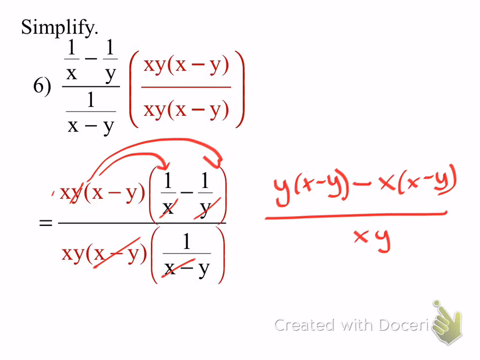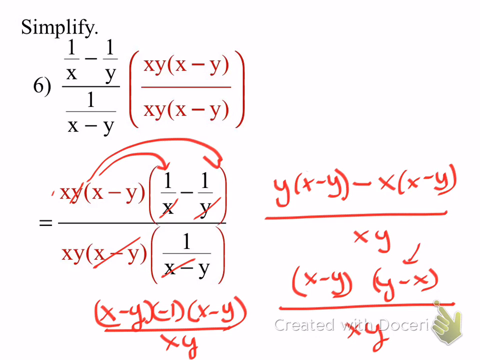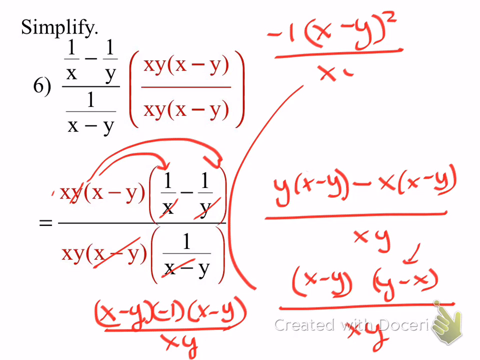But remember, this is almost like factor by grouping. It's x minus y times what's left, y minus x, all over xy. But look, I could factor out a -1, and I'm left with x minus y times -1 times another x minus y. You with me? Over xy. And then we could write that as x minus y squared times -1 all over xy.